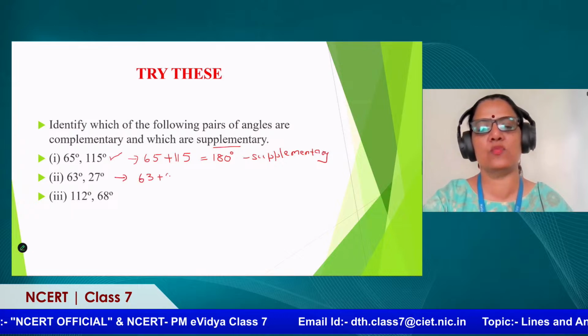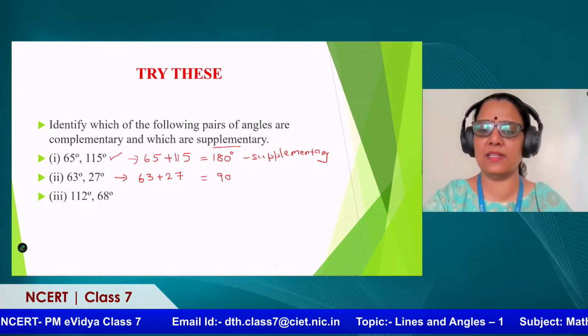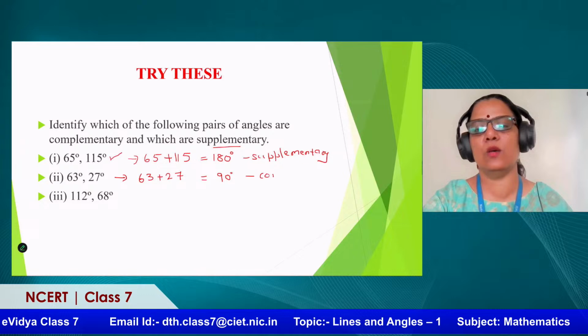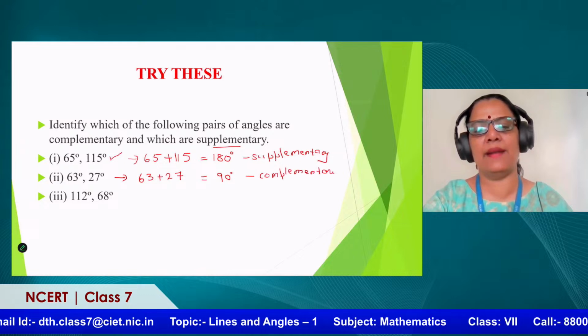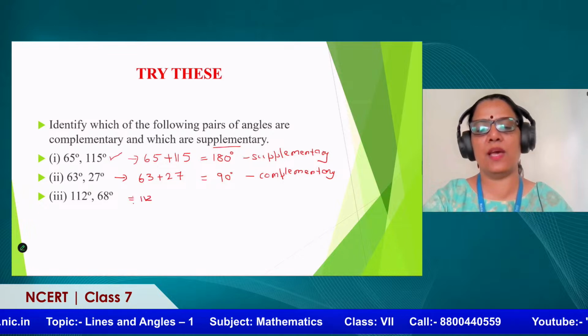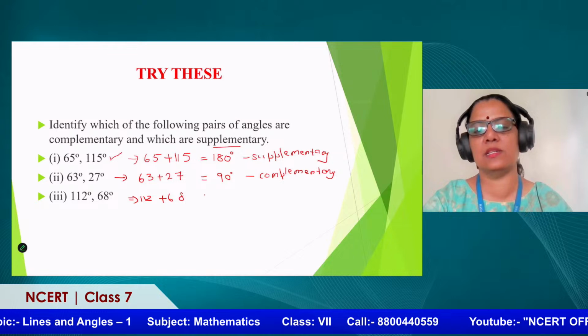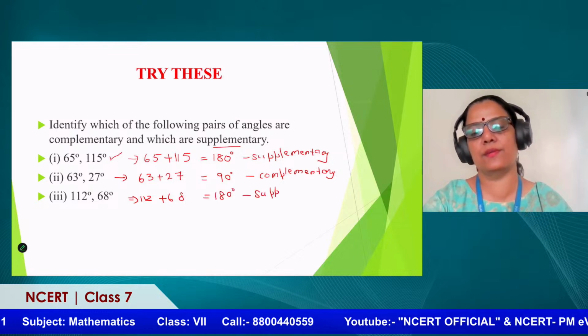Okay. Now let's go to the second one and see what is the sum of these 2. That is 63 plus 27 equals 90. Okay, 90 degrees. So this is complementary. Similarly, when you add up the last 2, which is 112 and 68, again you get 180 degrees, which is again supplementary.